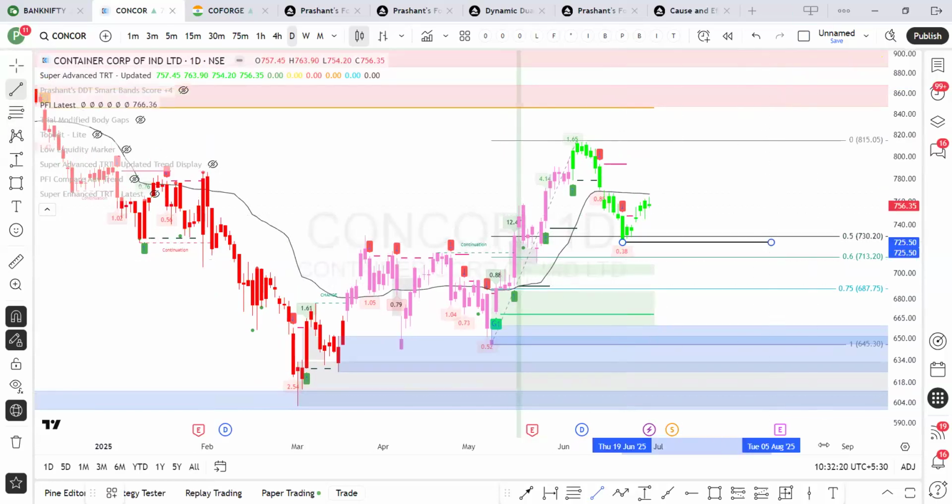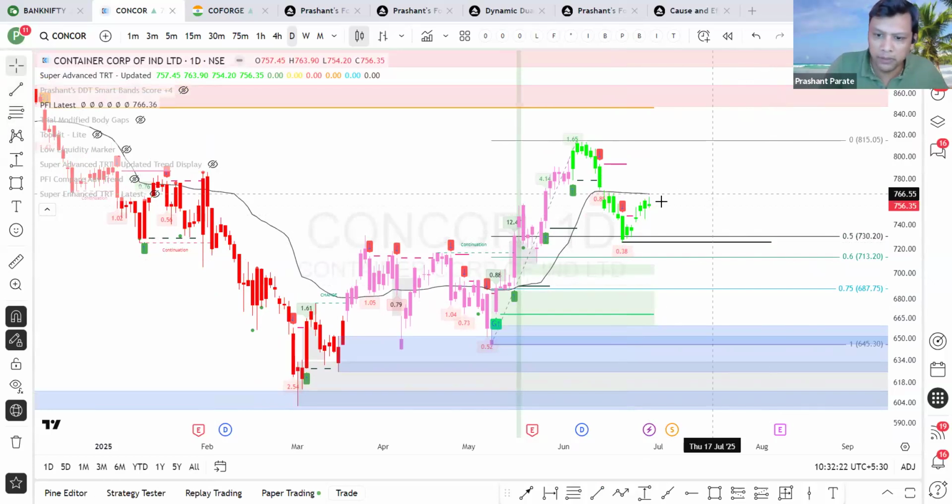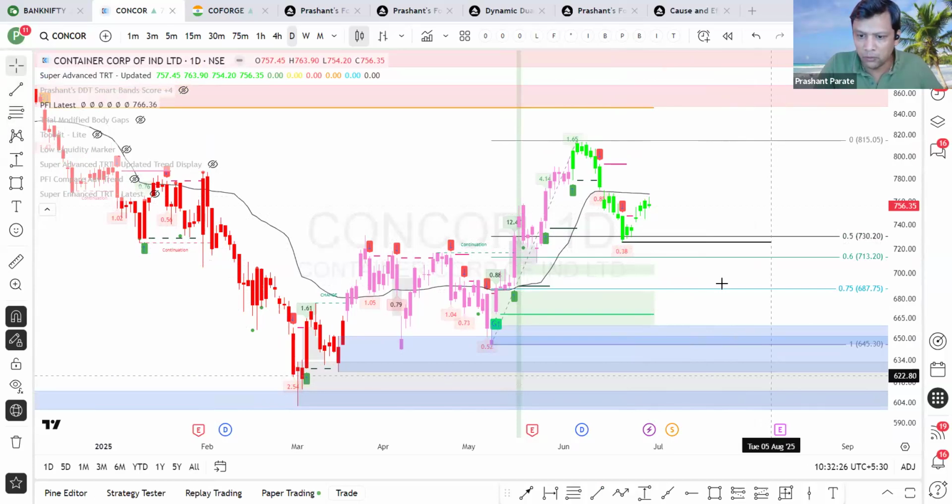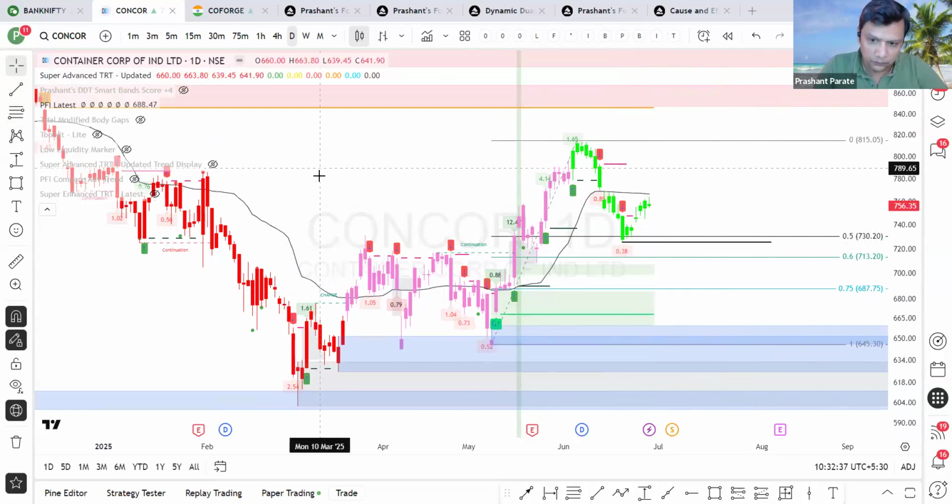So 725.5 is a level which I will keep in my mind. If it comes down below this and is not able to fall further and forms a double bottom, at that time I can buy. So it may form a reversal immediately from here, or it may come up to the 75% retracement, which is 688.